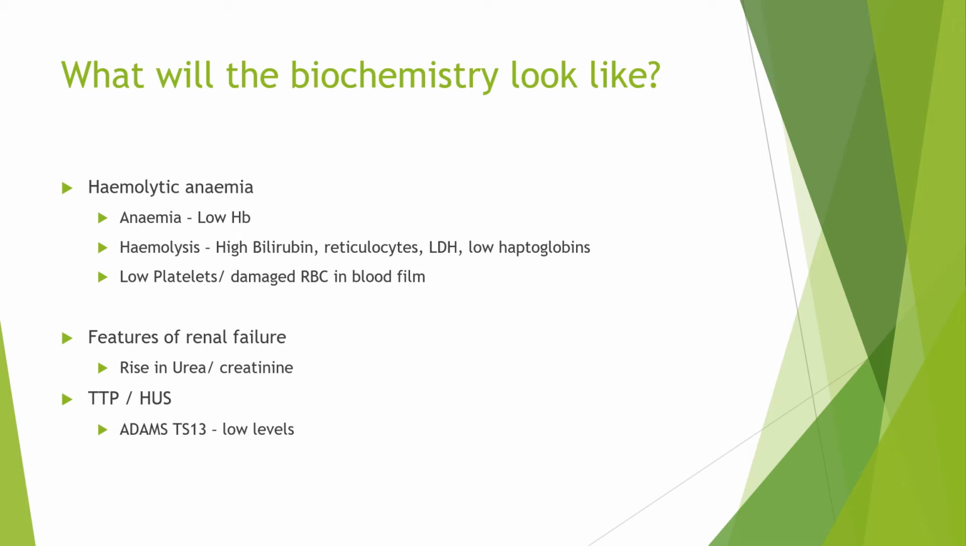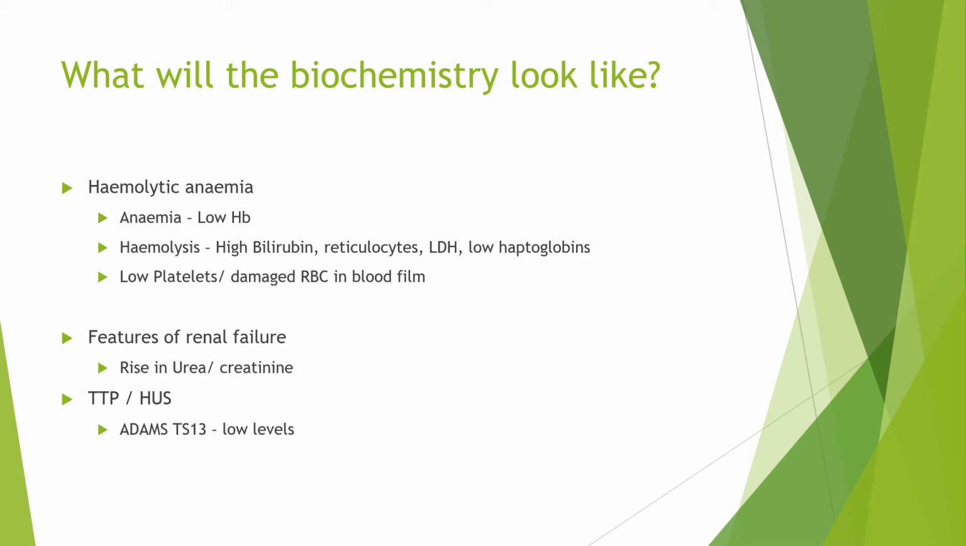The other features of thrombotic microangiopathy are low platelets, and you will see damaged red blood cells in the film, as we saw in the last slides. Because of the microangiopathy, and kidneys seem to be the most commonly affected organs, you also see signs of acute kidney failure, which is a rise in urea and creatinine.